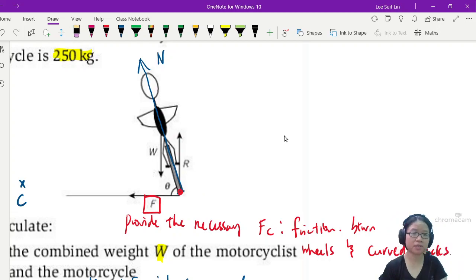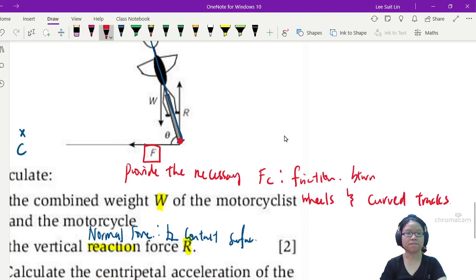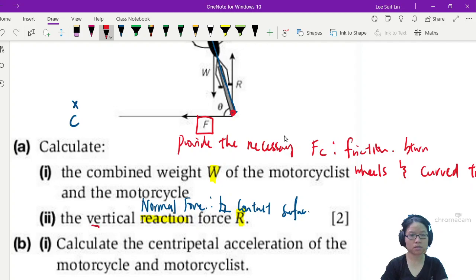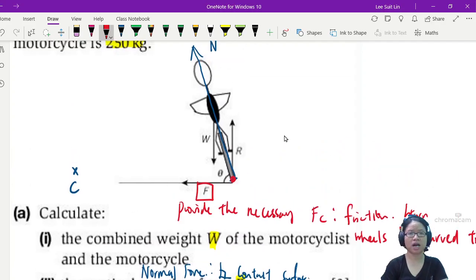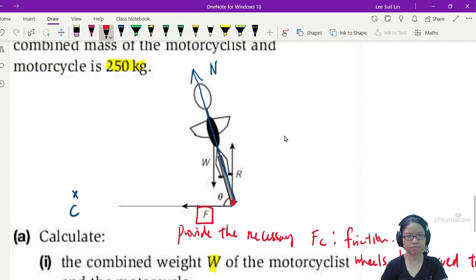All right, so we have friction here. It will provide the necessary centripetal force. And this R is the vertical reaction force. So this R is actually this N resolved. If I resolve this N, I'll get my R, and I will also get a horizontal force in this direction.